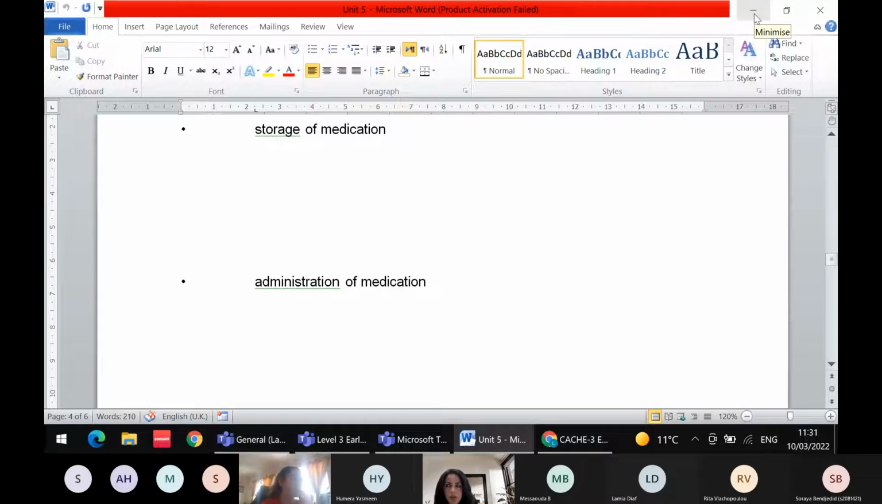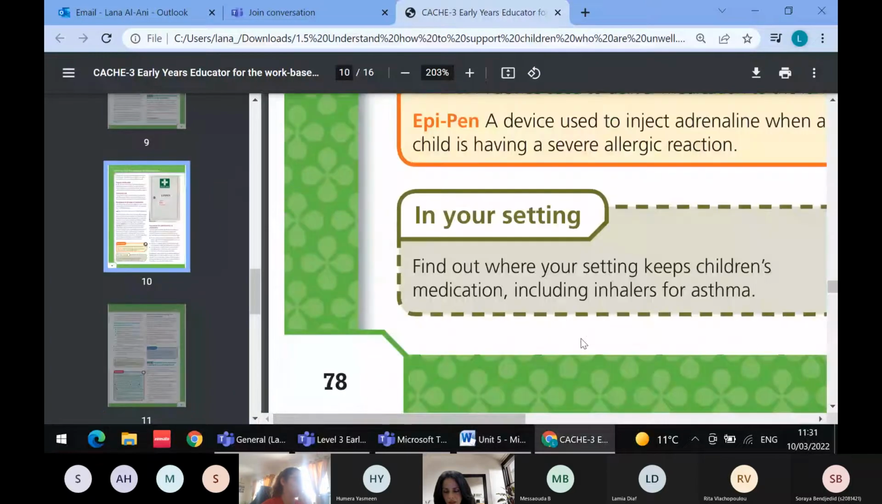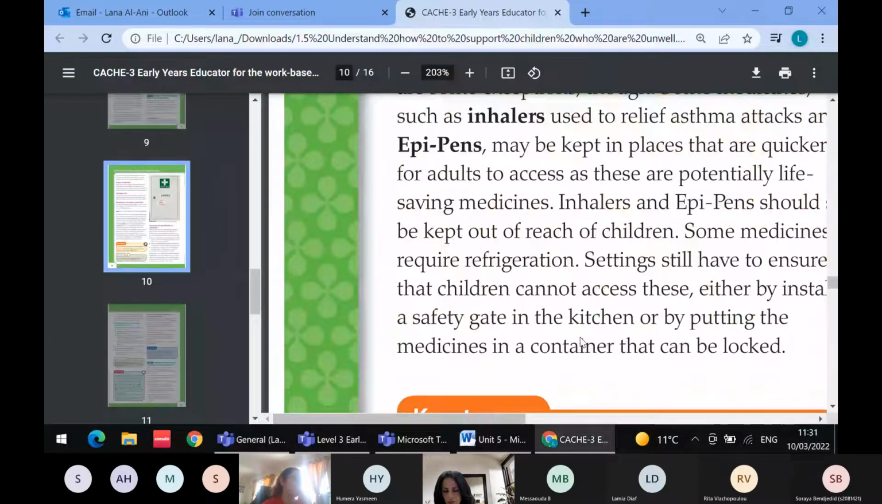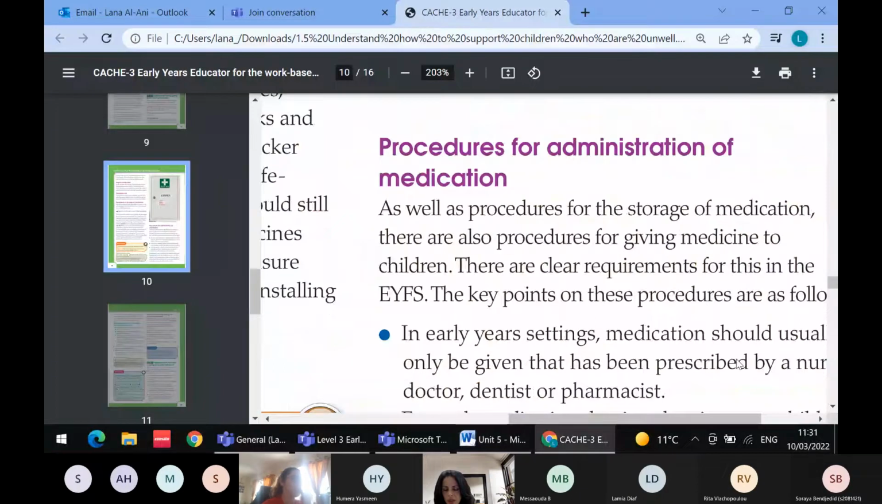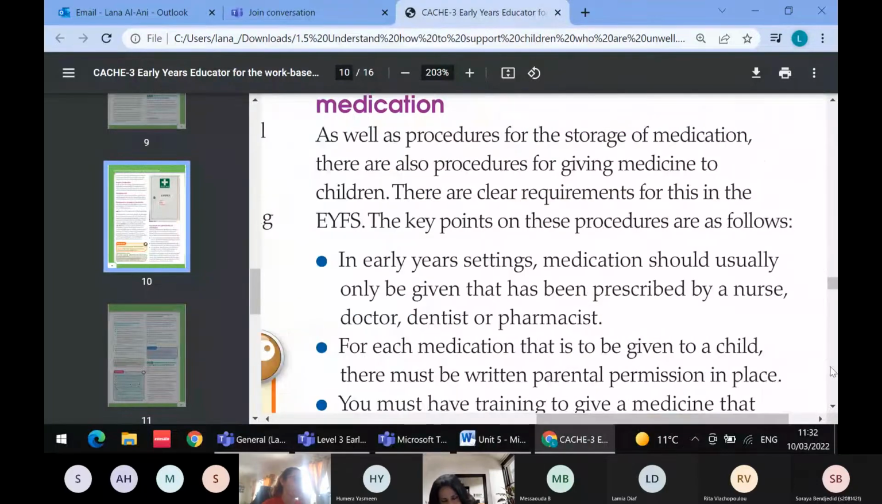How would you know who to give it to? Because you need a prescription from the doctor or from the GP. Absolutely. So now, administration of the medication. So how are you going to keep these medications? So let us look at the administration. The procedure of the administration of medication. What is the procedure? The storage of medication.